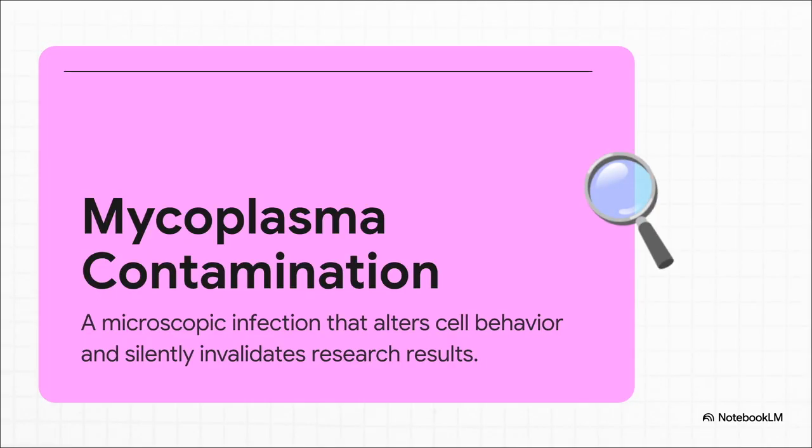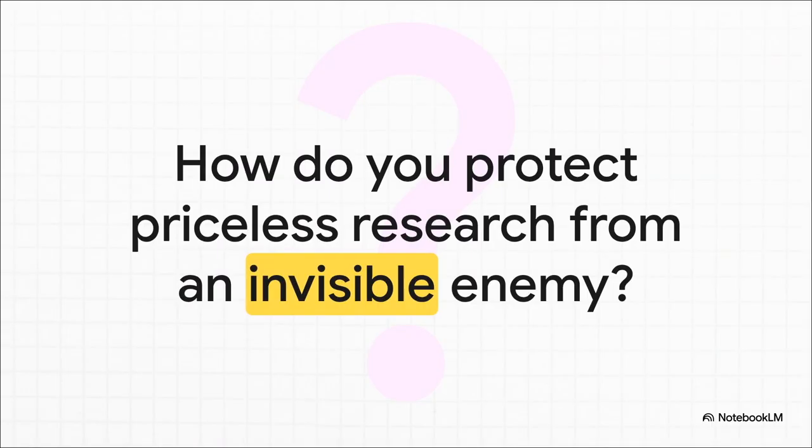And then there's the most dangerous one of all, the invisible saboteur, Mycoplasma. This is the ultimate threat. This tiny bacterium is so small, it doesn't make the media cloudy. It gives you zero visual clues. It just quietly gets in, starts messing with how the cells behave, and silently renders months or even years of research completely useless. So how do you defend against these infiltrators?